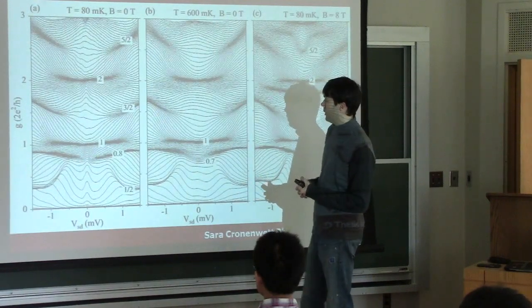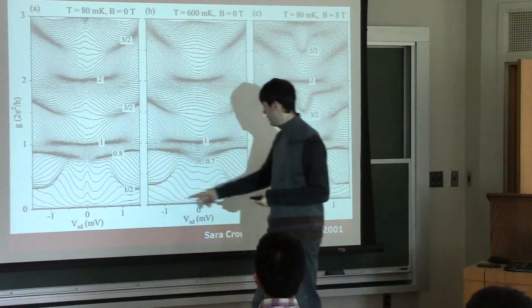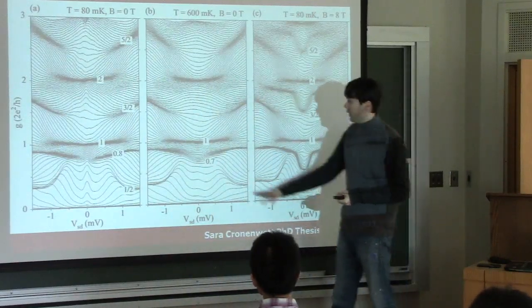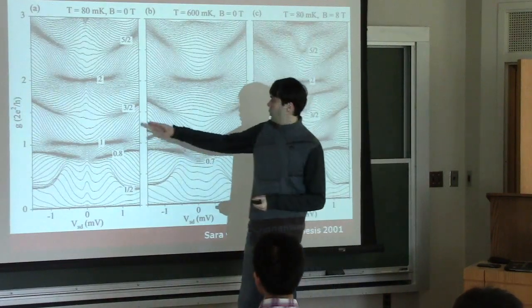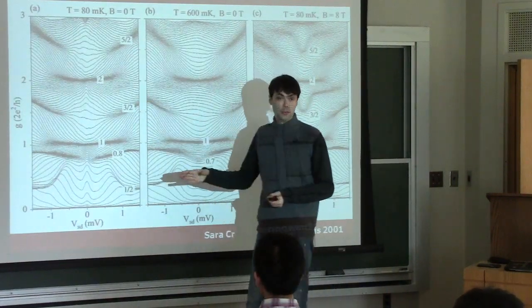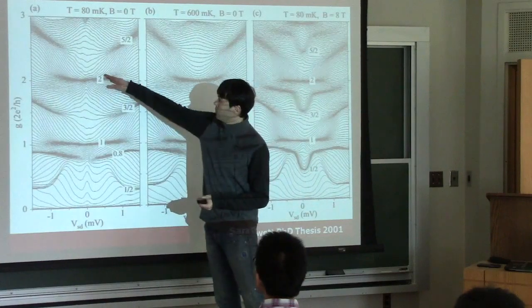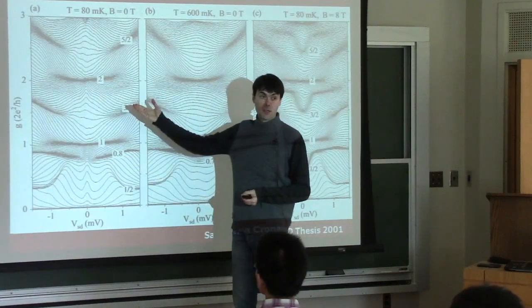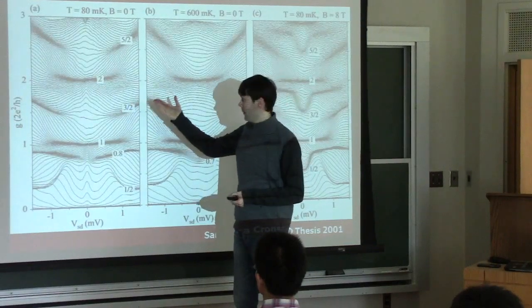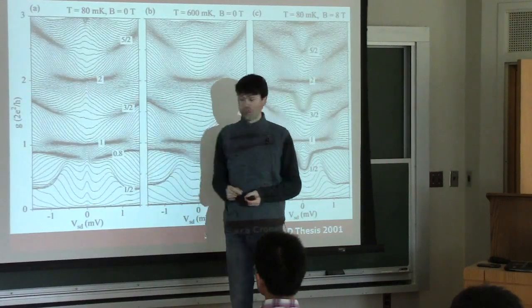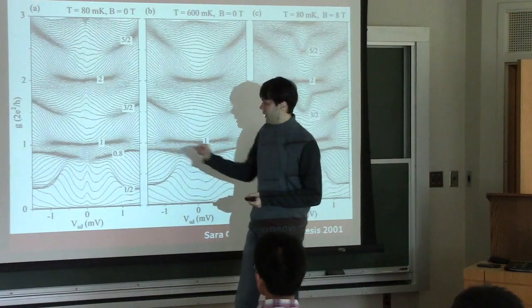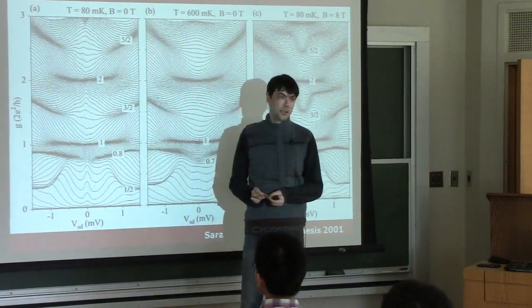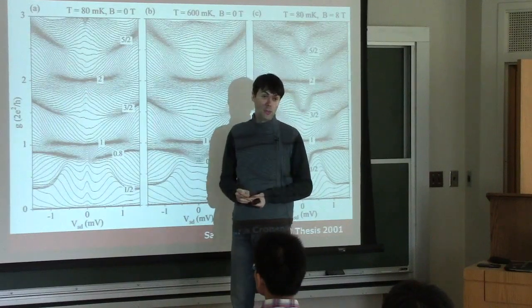So for example, here, these are from a thesis of Sarah Cronenwett, and here she labels various plateaus with their conductance values. So for example, 1, 2, those are the 2e squared over h and 4e squared over h plateaus, the first and the second spin-degenerate quantized plateaus. Now, why does she call these dark compressions in the curves plateaus?